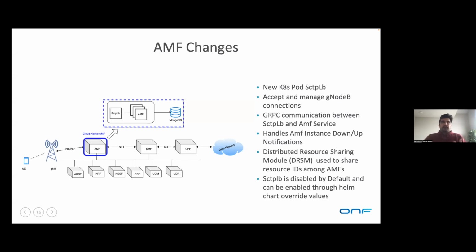Now, if there are other messages that come for this SCTP-LB, the SCTP-LB in a round-robin manner would send it to another AMF. Now, the other AMF would use this DRSM module, which I'll come to in a little bit. It will use this DRSM module to recognize that, oh, I am not the one who handles this user. So it will redirect this message back to SCTP-LB, and SCTP-LB can forward it to the correct AMF, which is handling that user. To do handling of all this, we introduced this DRSM module, which is like a distributed resource sharing module.